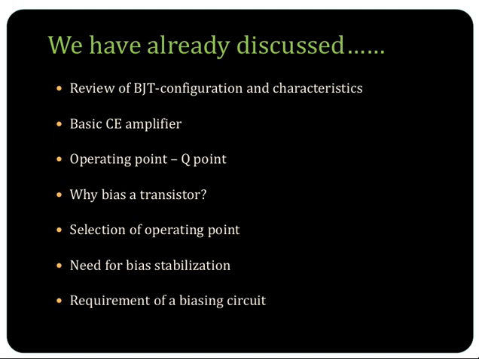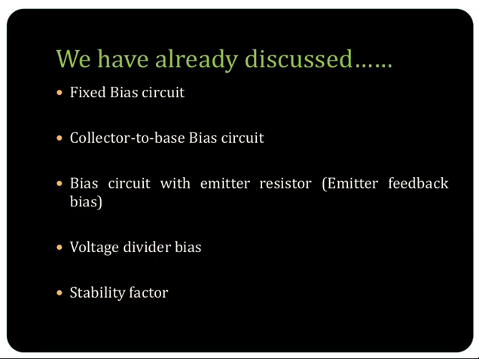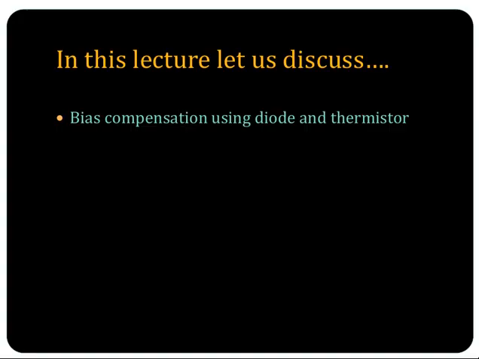So far in the first module we have discussed the review of BJT configuration, the common emitter amplifier, operating point, why we need to bias a transistor, selection of operating point, need for bias stabilization, and what are the requirements of a biasing circuit and different biasing circuits and their stability factor of voltage divider bias circuit. So in this lecture we are going to discuss bias compensation using diode and thermistor.